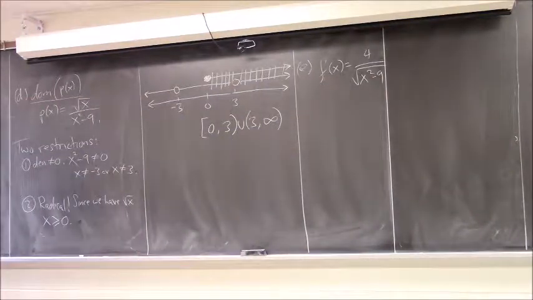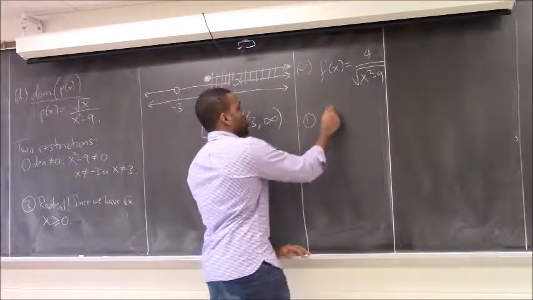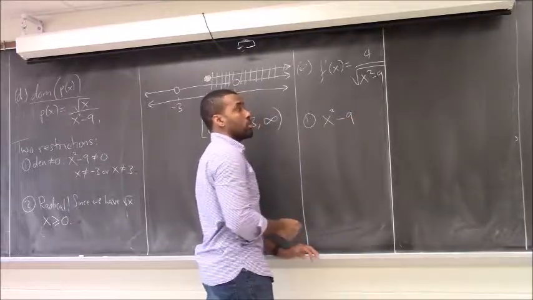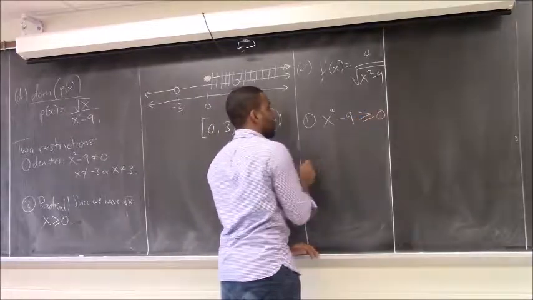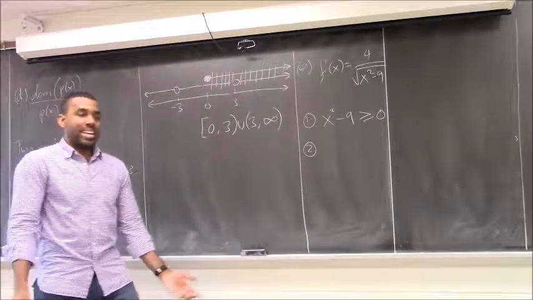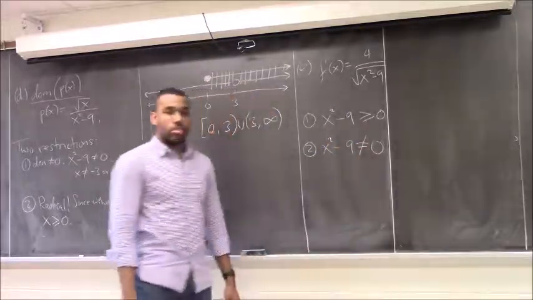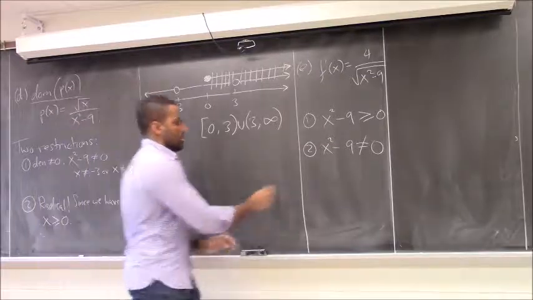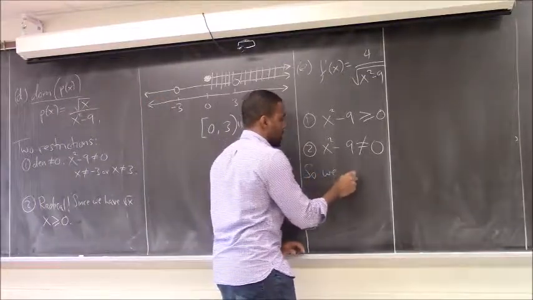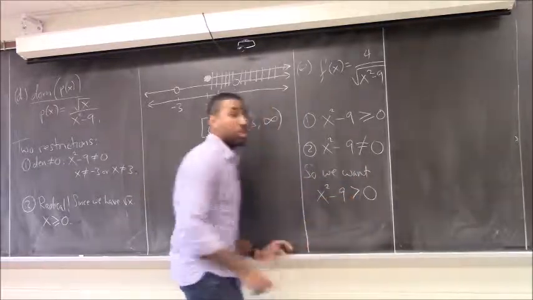Remember, with the radical, what's underneath equals negative is not allowed. So x squared minus 9 must be what? Greater than or equal to 0. What's another restriction? It can't equal 0. X squared minus 9 cannot be equal to 0, because then you divide by 0. So at the end of the day, x squared minus 9 must be strictly greater than 0 for this function to work.